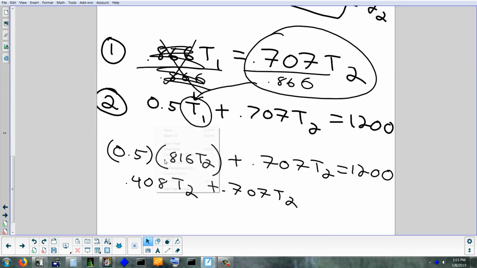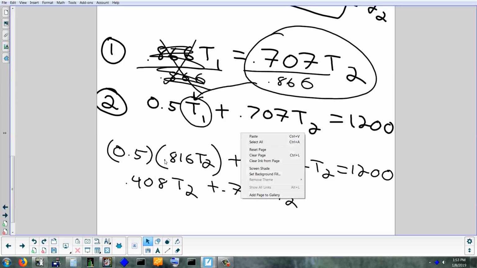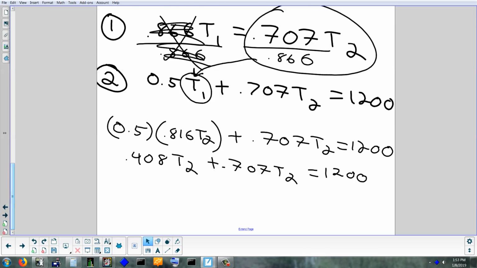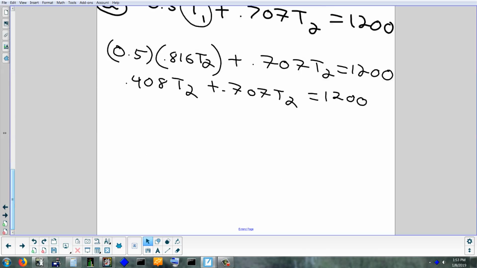I have 0.408 T2 plus 0.707 T2. What can I do with those? Combine them. What's 0.408 plus 0.707? 1.115. Yes. And now I'm one step away from the tension in cable 2. Divide by what?